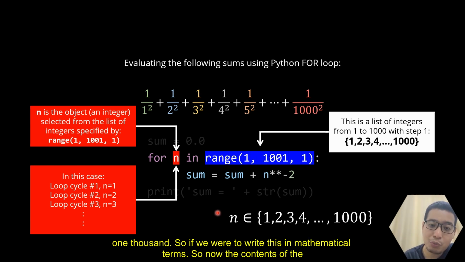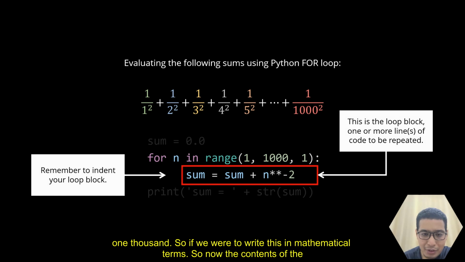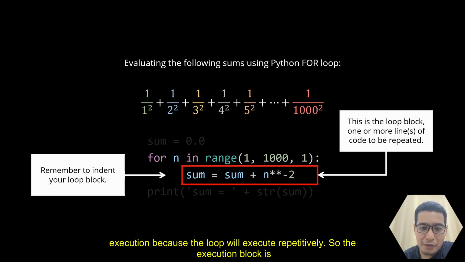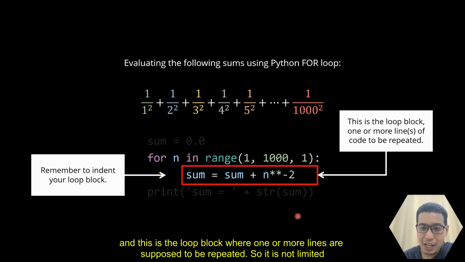So if we were to write this in mathematical terms. Now the contents of the execution, because the loop will execute repetitively. The execution block is specified in the red box over here. All you need to do is to remember to indent your loop block. And this is the loop block where one or more lines of code are to be repeated.